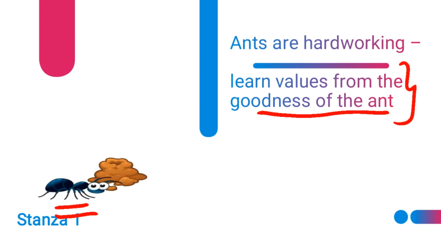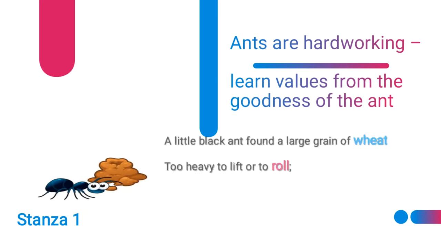Now let's read stanza 1. I hope you all are ready with your textbook. Take page number 34. Are you ready? So let's read the first two lines. A little black ant found a large grain of wheat. So what does it find? A large grain of wheat. So who found a large grain of wheat?